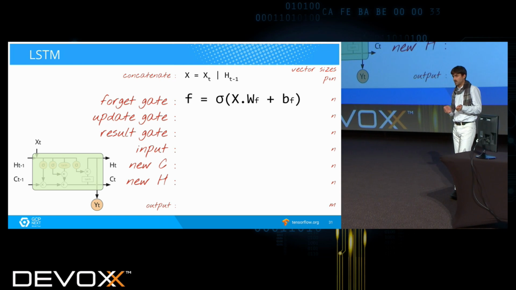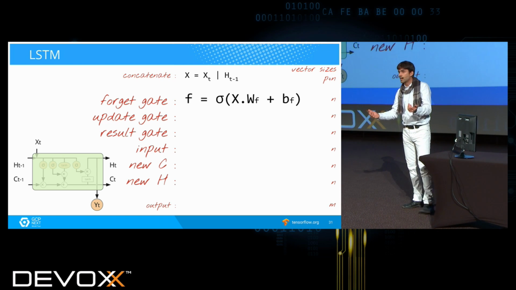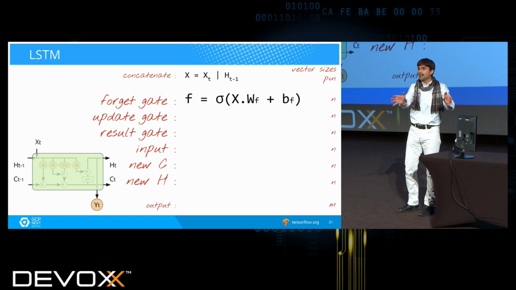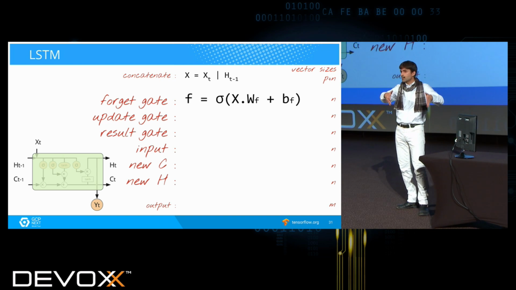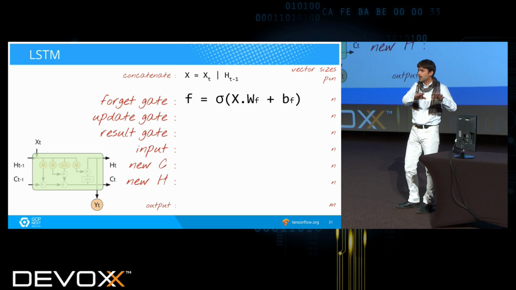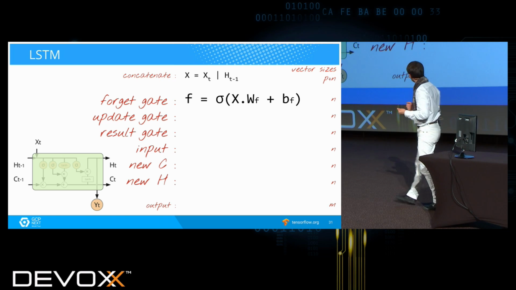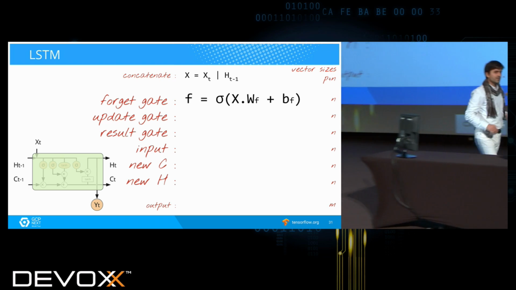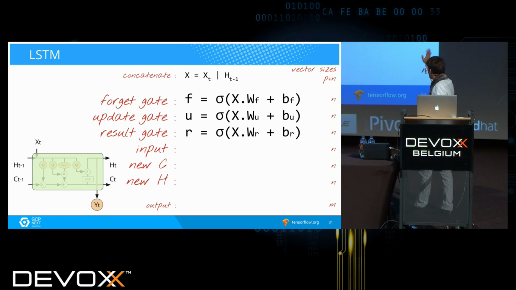Why do we call it a gate? We call it a gate because, these values being between 0 and 1, we will be able to multiply another vector element-wise by this one and gate the values in that vector. So if it is zeros, those values will be gone. If it is ones, they will go through, and we have all the intermediate states. So we define one forget gate, one update gate, and one result gate with different weights.